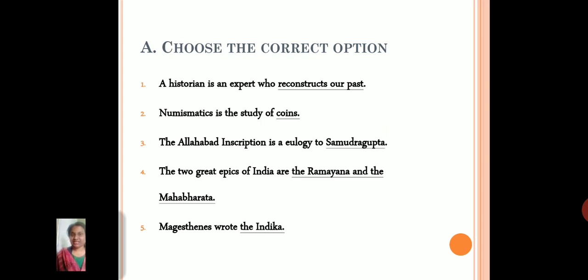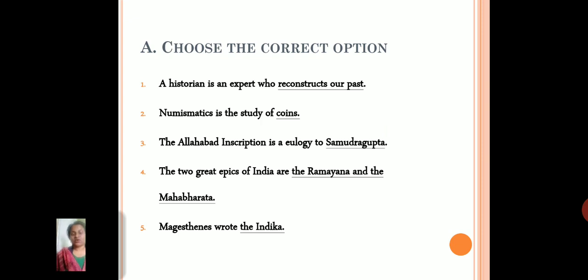SAMUDRAGUPTA. Samudragupta. All right. So the Allahabad inscription is a eulogy to Samudragupta. Now what does eulogy mean? Eulogy means a poem or a dedication that is written for a person who has already passed away or somebody who has died. Alright, so when someone passes away, we write a few lines about that person. That dedication that we write about that person is called the eulogy. Alright, so the Allahabad inscription is a eulogy to Samudragupta.